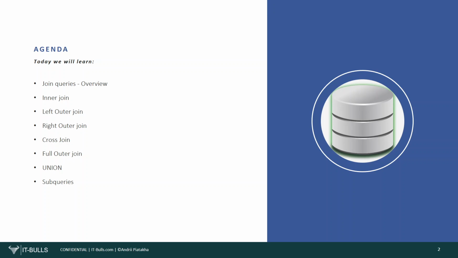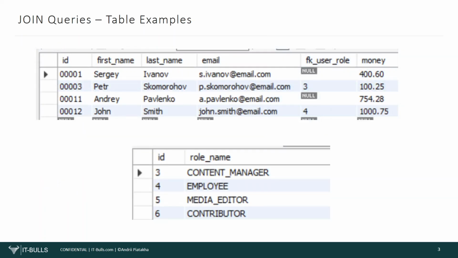Let's start our lesson. I believe that you already understood that in relational databases we split data between different tables and apply normalization to avoid data redundancy. This means that to extract data that you need, sometimes you need to execute so-called join queries against not one but multiple tables instead. A join query combines columns from one or more tables into a new table.